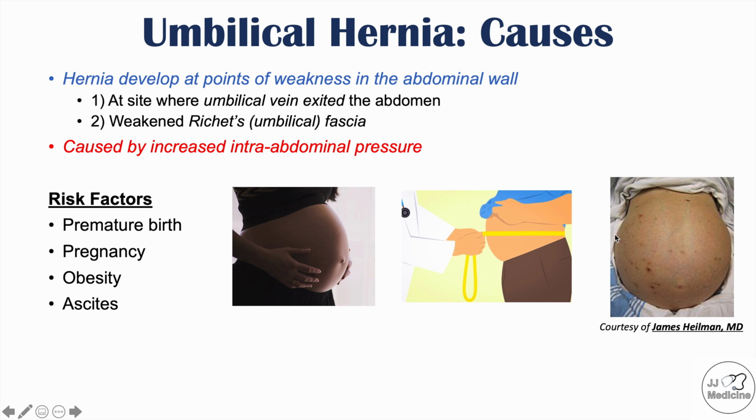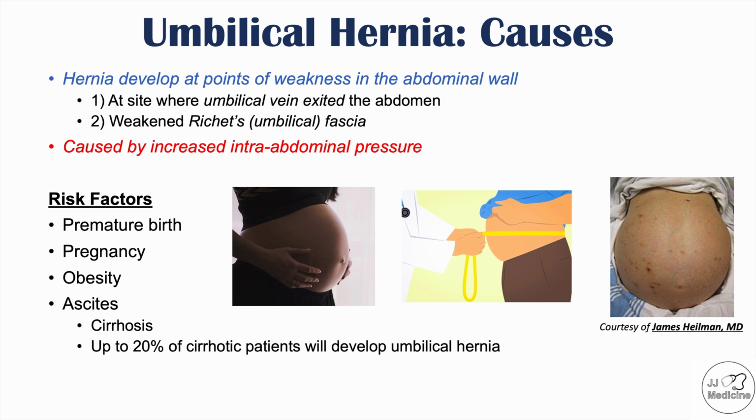And you can imagine that if there's so much fluid in there and your belly stretches out, there can be little tears or weaknesses in the abdominal wall from that. We often see ascites occurring in cirrhosis, although it can occur in other conditions as well. And it's so common in cirrhosis patients that up to 20% of cirrhotic patients will develop umbilical hernia at some point.